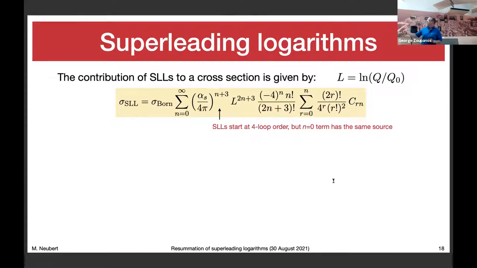This is what the cross section is. You take this color structure, you multiply with some factorials that come from doing the scale integrals, and you see why the superleading log starts at four loops, because we have 3 insertions which are not involved with a double log: the 2 Glauber insertions, the 2 Coulomb phases basically, and the real emission. So that's why it starts at four loops. But actually note that the term with n equals 0, which doesn't have a superleading log, nevertheless comes from the same color structures, from the same type of effect, these Coulomb effects.